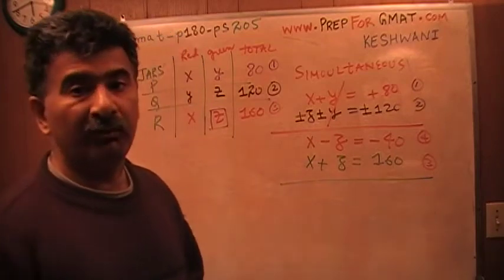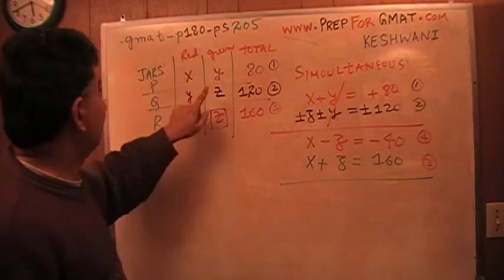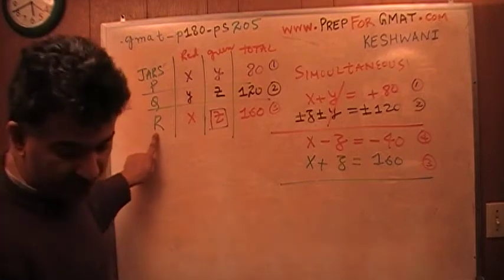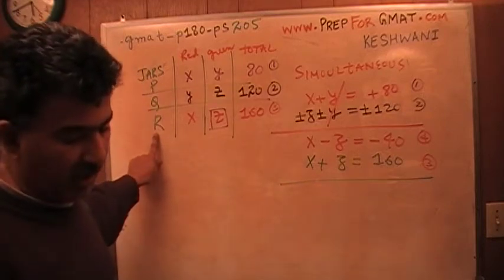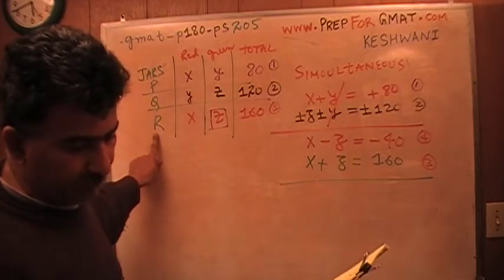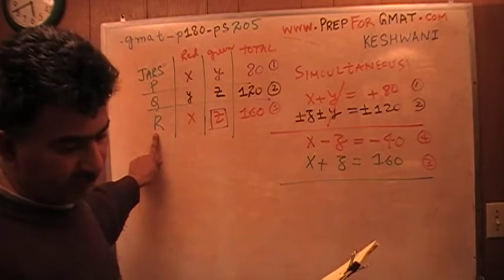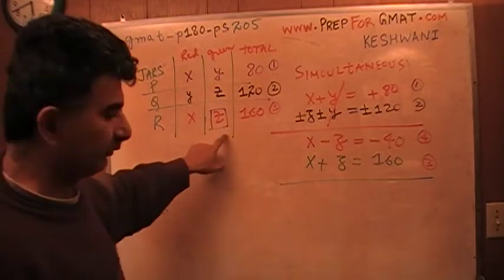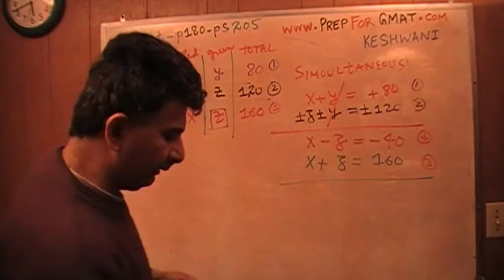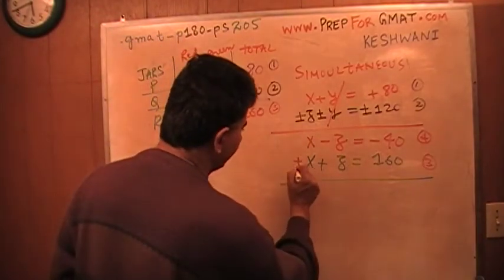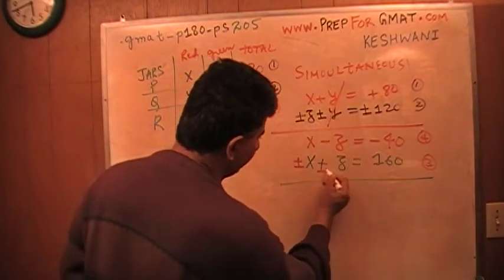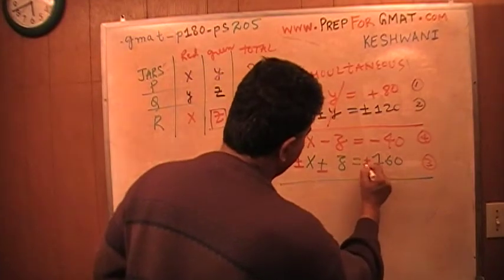We are interested in solving for z, because the question is how many green marbles are there in the red jar, jar R. Let's see. What is the number of green marbles in jar R? You see, this is what we are interested in. So instead of adding the two equations, again I'm going to subtract. So this positive x becomes negative x, this positive z becomes negative z, and this positive 160 becomes negative 160.